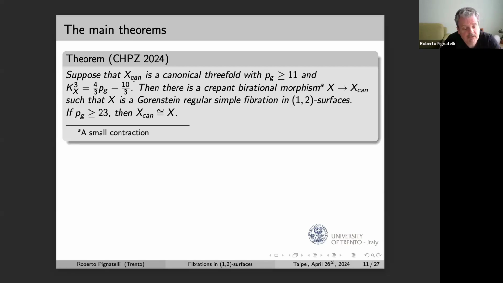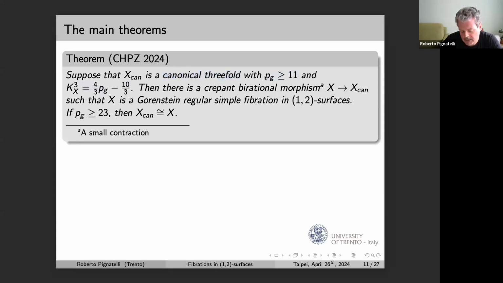The first result of this collaboration is that if we have a canonical threefold with volume equal to 4/3 pg minus 10/3, so I'm assuming equality in the Noether inequality, and I'm assuming pg bigger than 11, as in... no. Okay, I want it to be a canonical threefold.